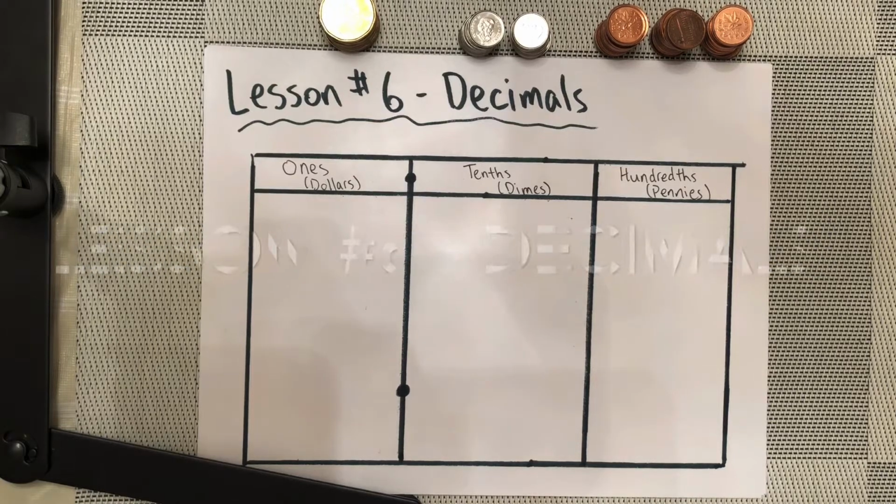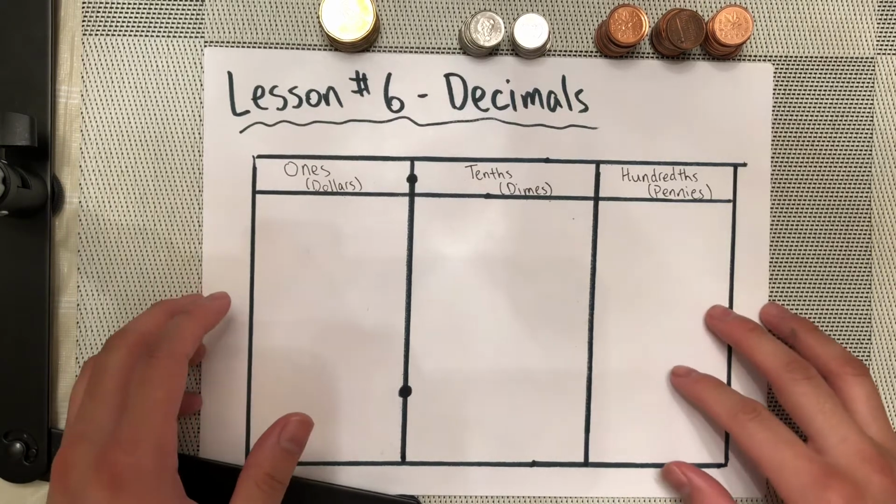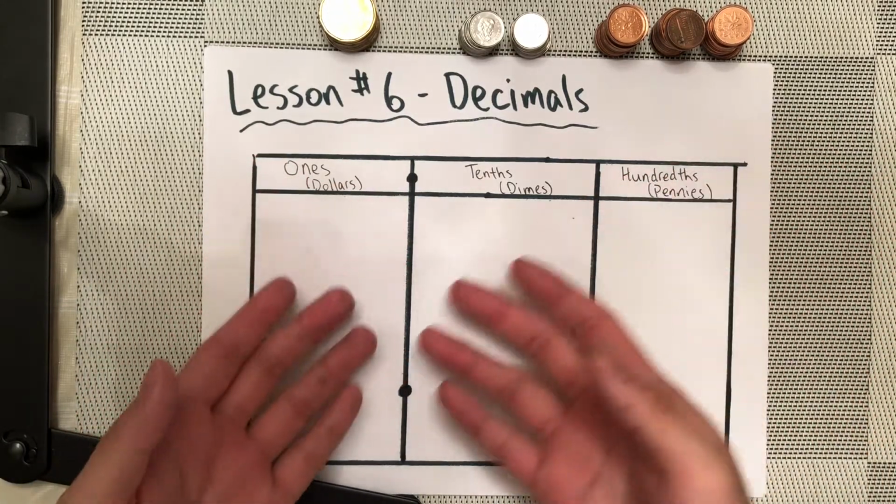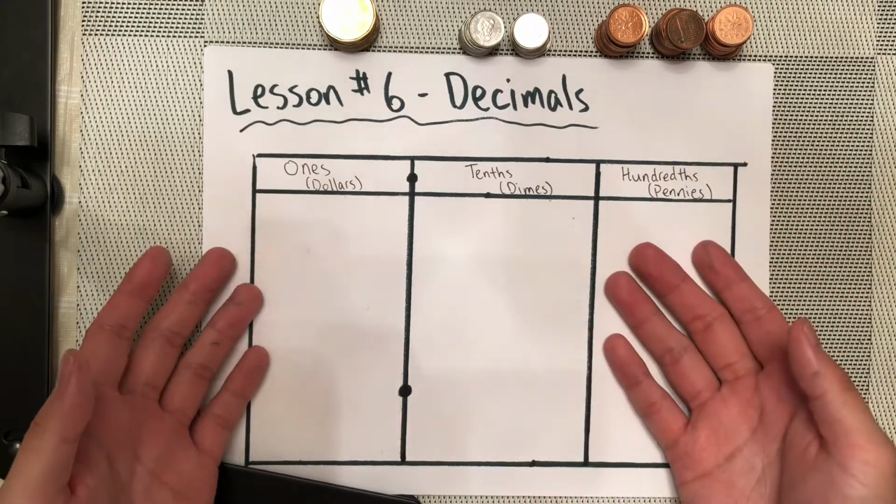Hi grade fours. We're going to do a new lesson today on decimals, and we're going to be talking about adding and subtracting decimals to the hundredths, so two decimal places. So instead of sunflower seeds today, I've decided to use money to show my numbers on a place value chart.